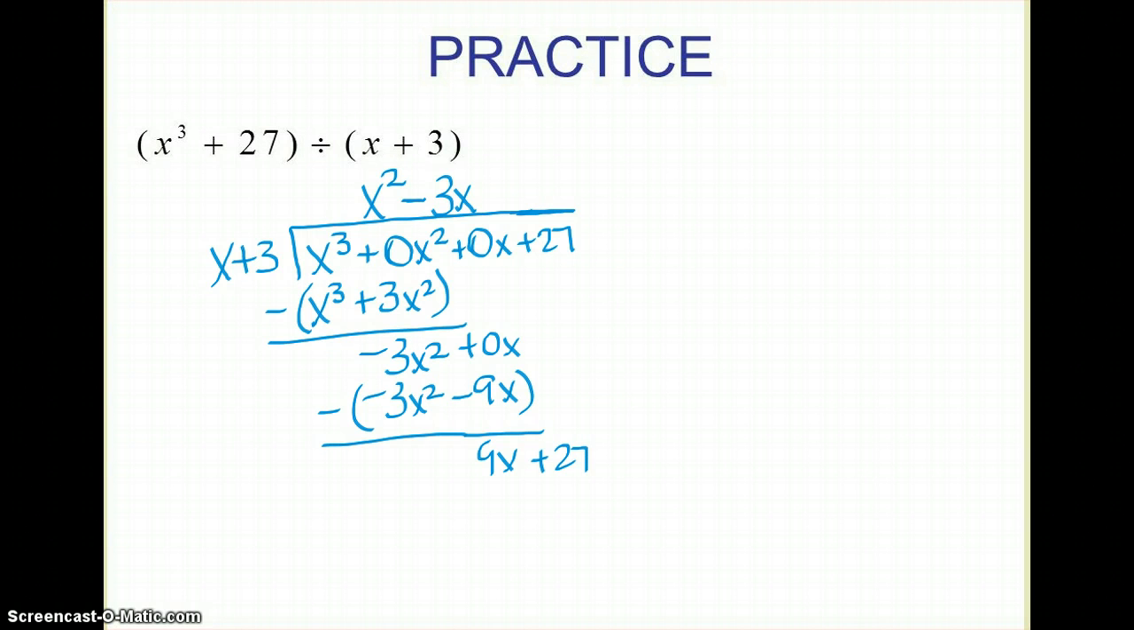And then I need to figure out x. I want to make that into a 9x. So I would probably multiply it by a positive 9. And when I multiply by 9, I get 9x plus 27. I subtract, and I end up with 0.